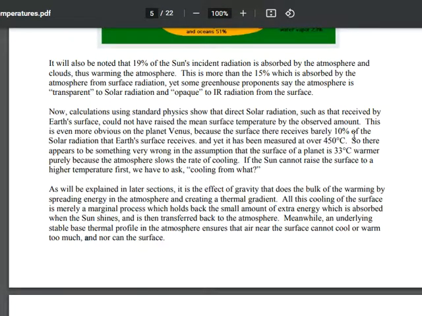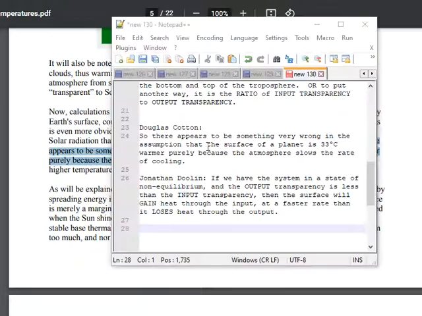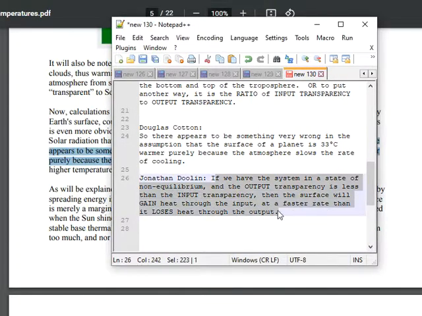Douglas Cotton continues, so there appears to be something very wrong with the assumption that the surface of the planet is 33 degrees warmer purely because the atmosphere slows the rate of cooling. Okay, so he's saying there appears to be something very wrong in that assumption. Let me put it the way I would say it.